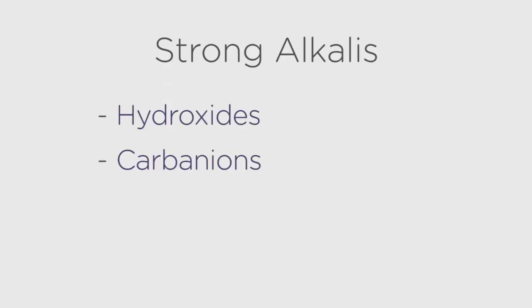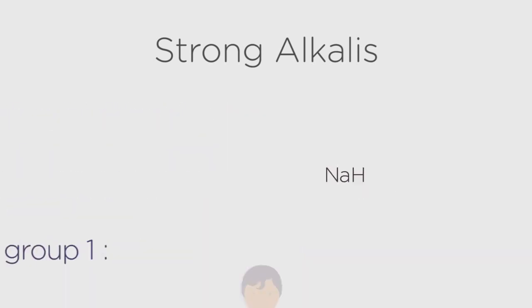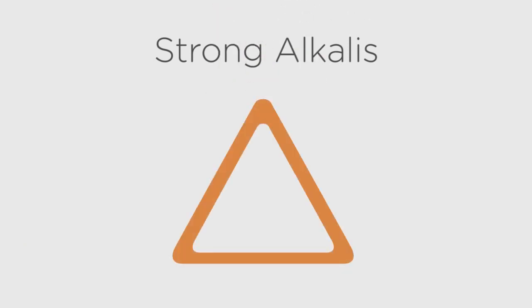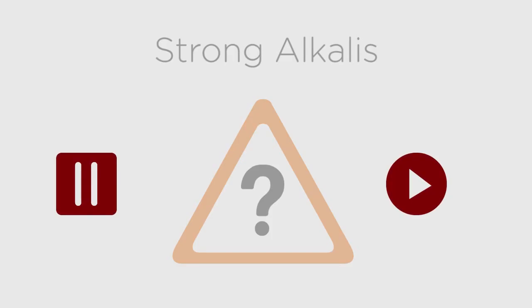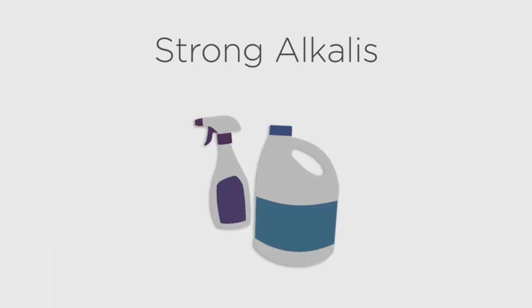Strong alkalis include hydroxides, carbanions, amides, and hydrides of group 1 metals. Sodium hydride is known as a superbase. Strong bases are very dangerous. Why do you think this is? Strong bases are very reactive, and thus they are corrosive. Many cleaning fluids are strong bases.